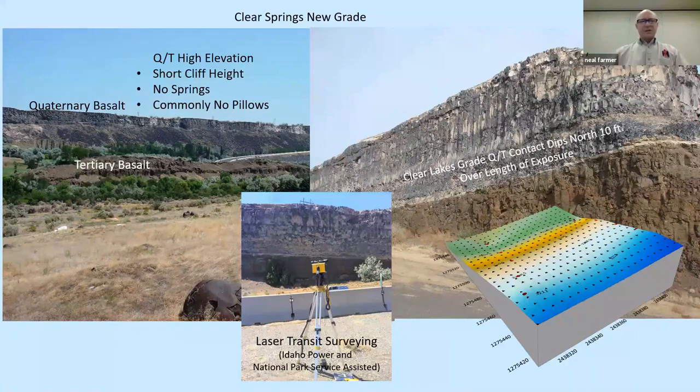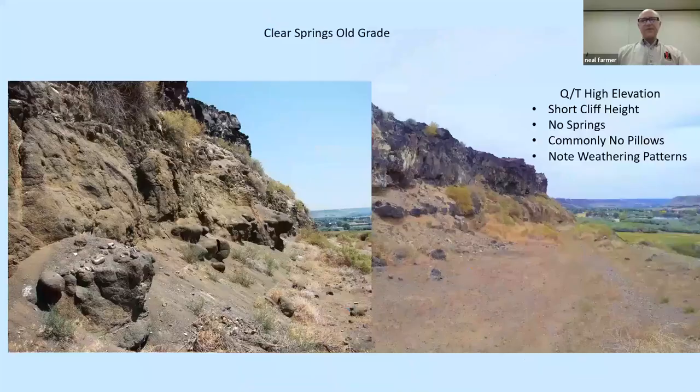Again, down in this area of Clear Springs, we have tertiary basalt exposed. The QT contact is high in elevation in this area, so there's a short cliff face. And typically few to no springs where the QT contact is very high, and typically few or no pillows exposed either. A little further west of Clear Springs is the old Clear Springs grade.